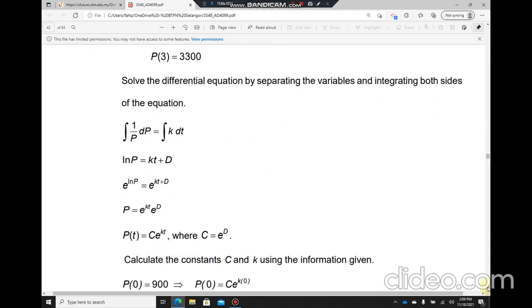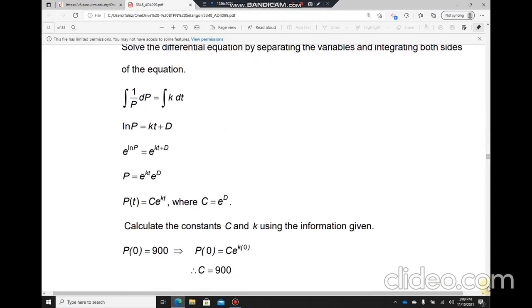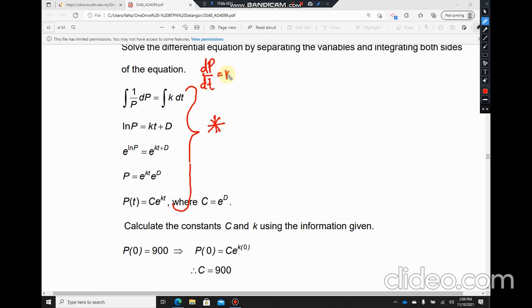Okay, solve the differential equation by separating the variables and integrating both sides of the equation. Okay, macam saya bagi tahu tadi, step ni sebenarnya dia sentiasa sama untuk setiap soalan population growth. Okay, so step ni maknanya awak dah boleh ingat dah. Dia start daripada dP/dt equals to kP. Okay, so you separate, integrate both sides, and you get this equation.